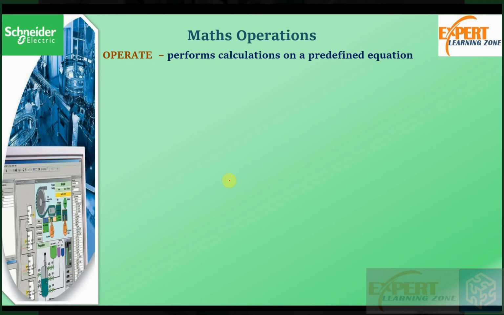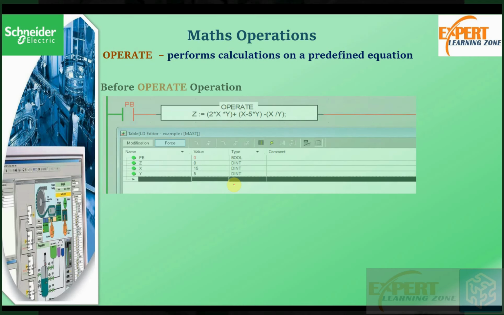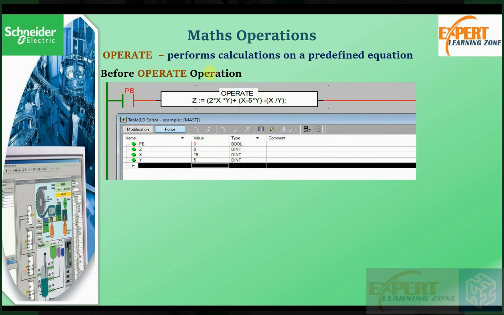Okay. Now we have the operate block. So in the operate block, we perform calculations, and we perform that calculation by having some predefined equation. You can clearly see that it's a predefined equation. And in this predefined equation, we are performing this operation on 2 times x times y plus x minus 5 times y minus x divided by y.